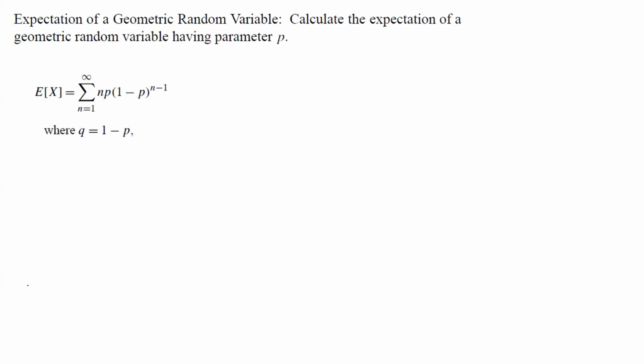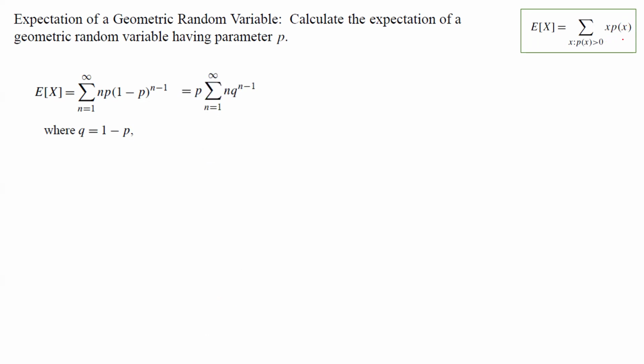Now I expect you to ask, what is the expected value for a geometric random variable? Expectation of a geometric random variable. To calculate the expectation of a geometric random variable, E of x is the summation of n, p, q to power n minus 1. Q is 1 minus p. And remember that the expected value was defined as the summation of x times p of x. And in the previous slide, we introduced p of x for a geometric distribution.